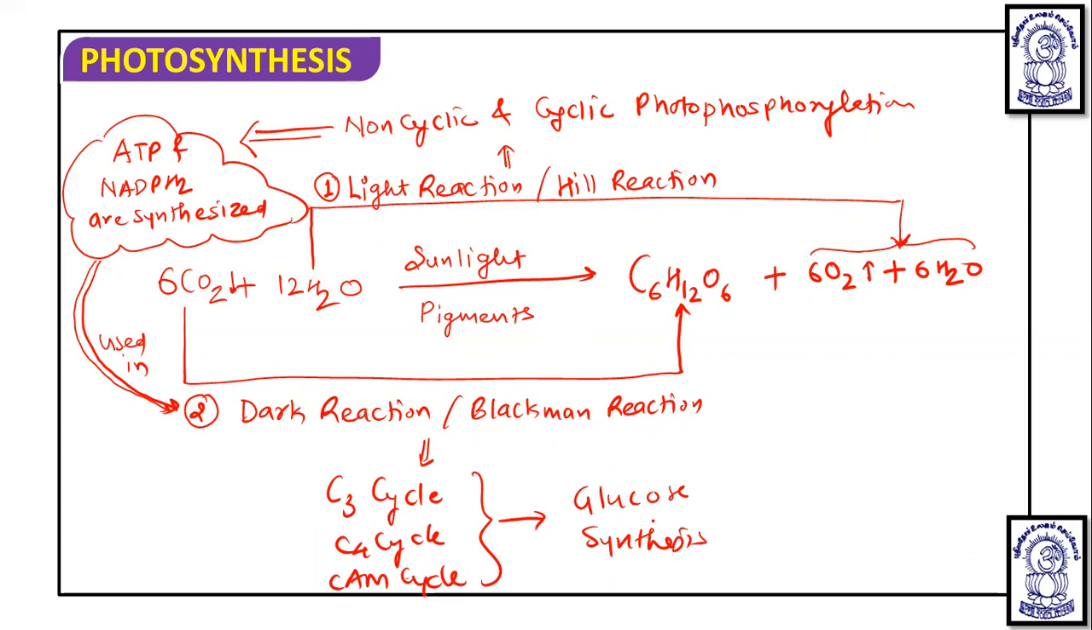So light reaction and dark reaction, two phases are there in the whole of photosynthesis. In the light reaction, ATP and NADPH2 are synthesized, and this light reaction is directly dependent on sunlight. The products of this light reaction, ATP and NADPH2, are used in the dark reaction, the Blackman reaction. The C3, C4, and CAM cycles occur there and carry out glucose synthesis. So this is the theme of the chapter, what we are going to study in the process.